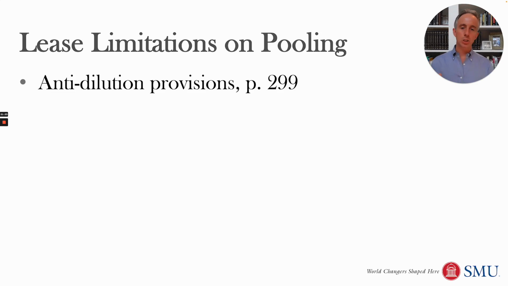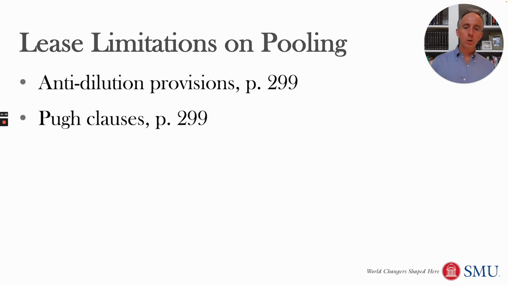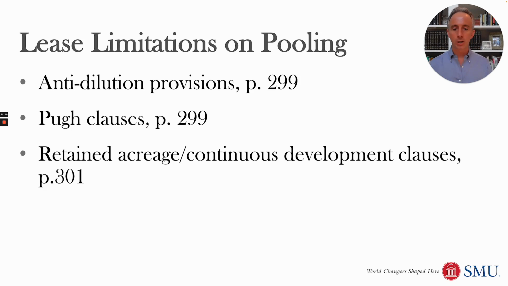First is an anti-dilution provision. And what that basically does is says, okay, if you're going to pool in just a portion of my lease, you better pool the rest of my lease into another productive well. There are Pugh clauses, which basically say if you're just going to pool a little piece of my lease, give me the rest back. And so if the rest of the lease expires, then I can go and get a new bonus, find a new oil and gas company to drill there.